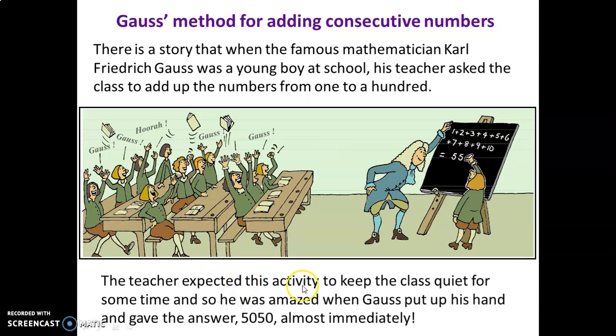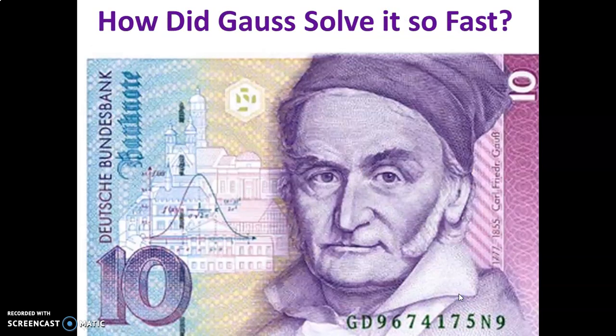The teacher expected this activity to keep the class quiet for some time. And so he was amazed when Gauss put up his hand and gave the answer 5050 almost immediately. So how did he do it?